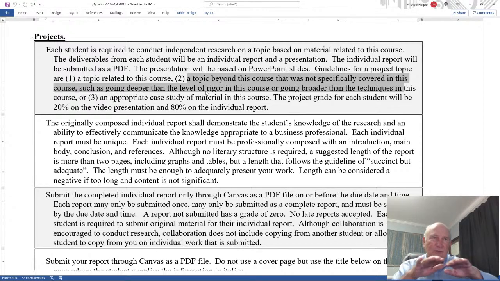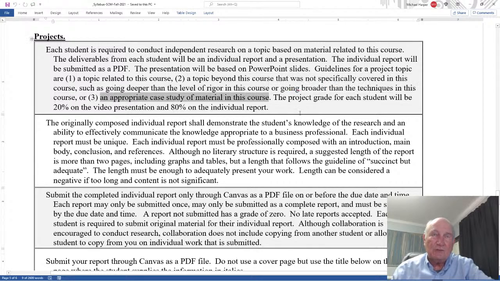Because all I'm doing is a foundation. I'm doing an introduction, so you can take this and go deeper, broader, and apply it. Third, an appropriate case study of the material in the course. Now you can apply it to an actual case study, and there are a lot of them out there. That's a very good project.